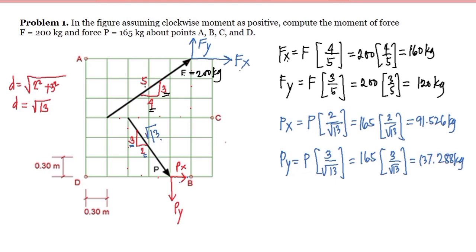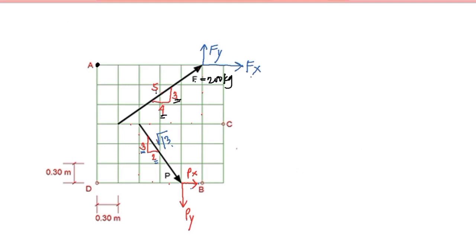So in computing for the moment of the force, we compute in each point. Since we already had computed the components, let us place them here. The horizontal component for Fx is 160 kilogram. For Fy, this is 120 kilogram. And for Px, this is equal to 91.526 kilogram. And for Py, that is 137.288 kilogram.